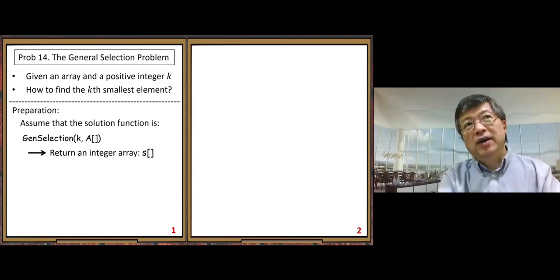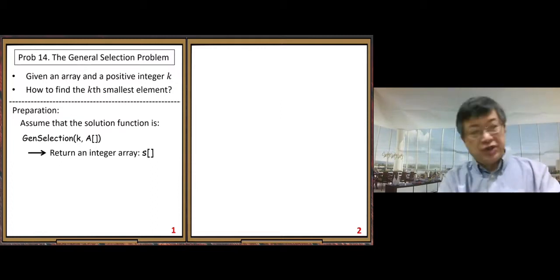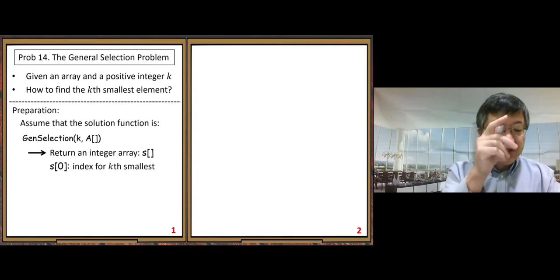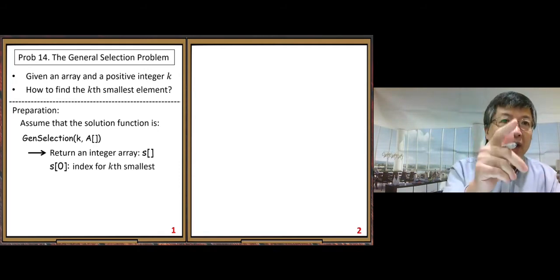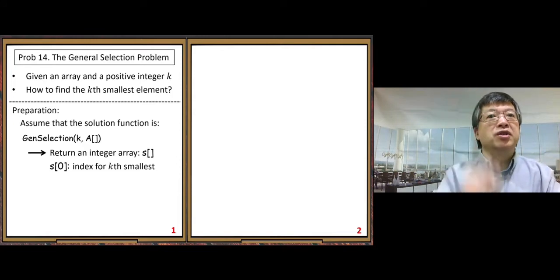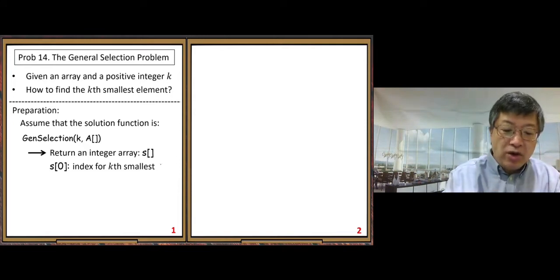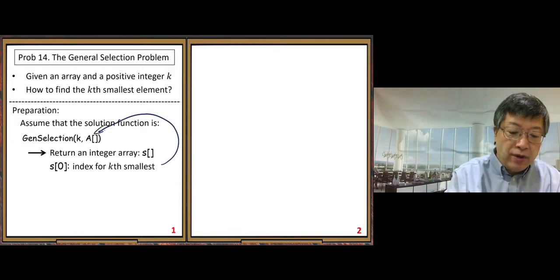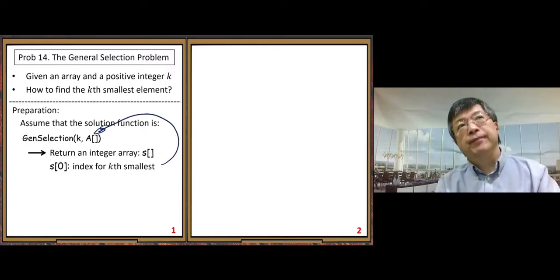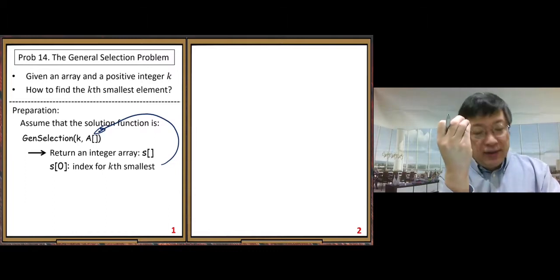But what elements, what numbers do we store in this array? So we store this. S of 0, we store the index of kth smallest. Index of the kth smallest in the original A array. So we need it. We need to know that index. So that's S0. Index of the kth smallest. Right.